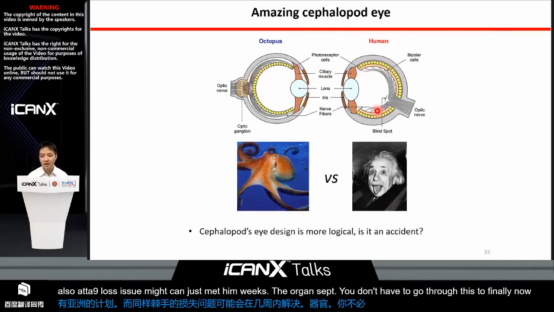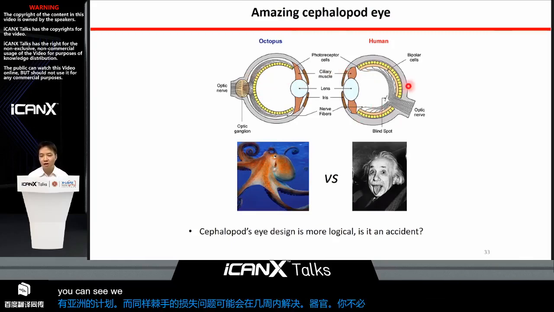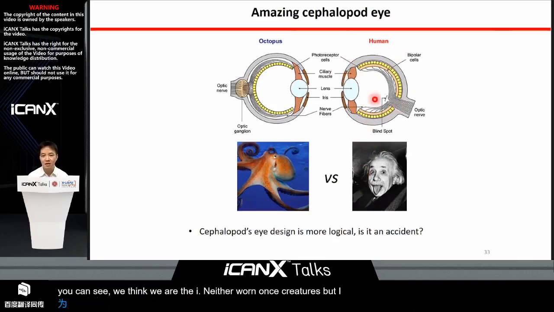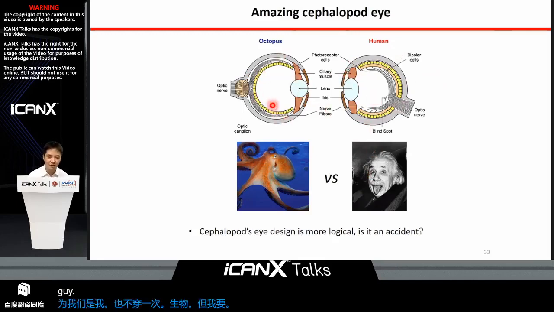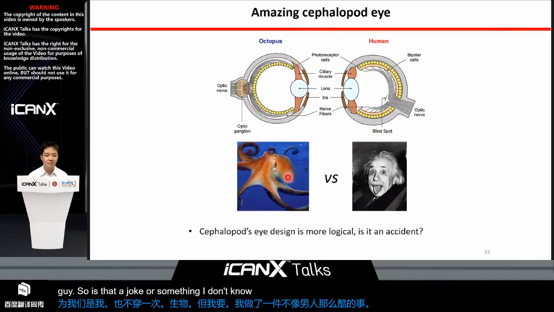Now you can see, we think we are the higher-level, more advanced creatures, but our human eye design is not as good as the cephalopods', right? So is that a joke or something? I don't know. And there's no consensus on why this happened. So this is just my personal opinion.